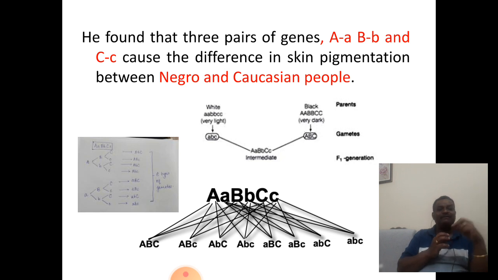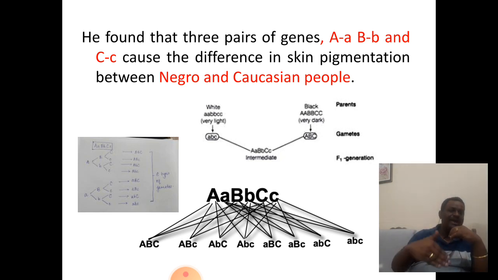So altogether, to represent the genotype of the gametes, we have capital A, capital B, capital C, the first gamete. The second gamete is capital A, capital B, small c. The third gamete is capital A, small b, capital C. The fourth one is capital A, small b, small c. So 4 gametes are formed from the first set of capital A.